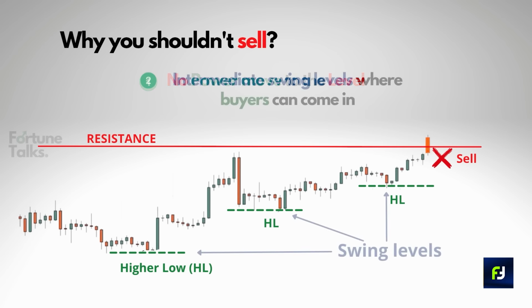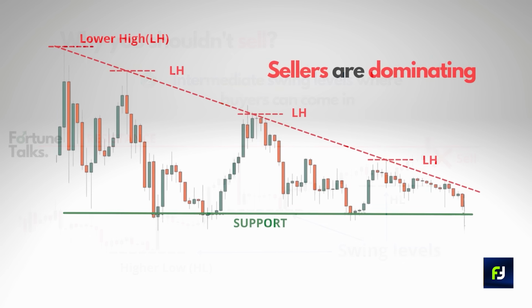And number two, if you were to go short into the resistance, there are swing levels which have been formed where the buyers could potentially come in, and the result is that you will hit your stop loss. Now similarly, let's look at lower highs into the supports, which are the same thing. And it tells me that the sellers are in control and they are willing to sell even at lower prices.